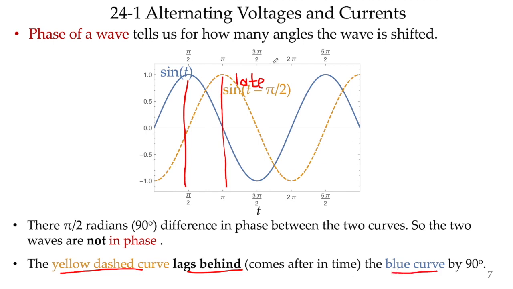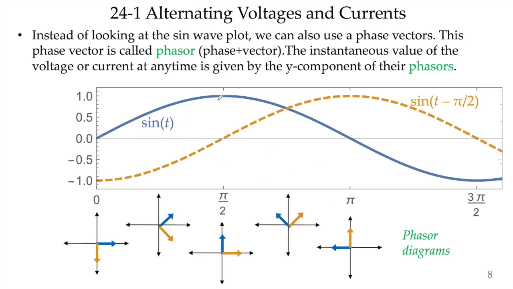Now what is the lag? It's pi over 2. You can see it here or you can see it here. The lag between the yellow and the blue curves is pi over 2. Okay, let's see the next one. Now, instead of looking at the sine wave plot, we can also use the phase vectors. So now I'm going to introduce what phase vectors are. So these are the phase vectors.